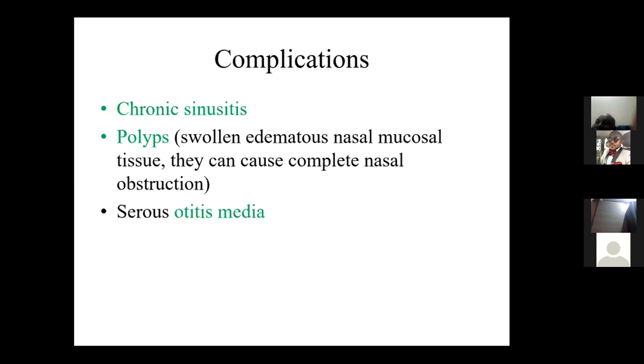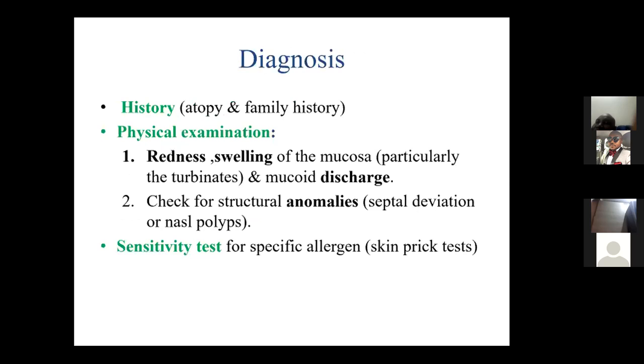Now, the complications of this can be chronic sinusitis. When there's recurrence for greater than 12 weeks, like we said earlier, the person can come down with chronic sinusitis. There will also be polyps when the nasal mucosa is swollen and edematous, and then there could be complete nasal blockage due to this. There can also be serous otitis media.